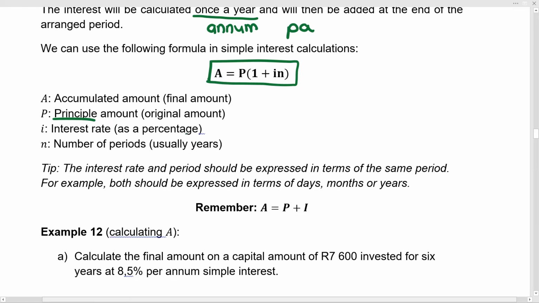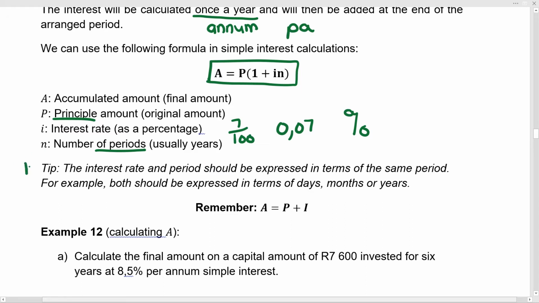Your interest rate, I, is a percentage. Percentage can be written as a fraction or a decimal, as you know. We can also use the percentage button on our calculator. And then N is the number of periods, the number of time periods. Our N will be years until you get to a later grade when we change that into different time periods. So for now, N stands for number of years.